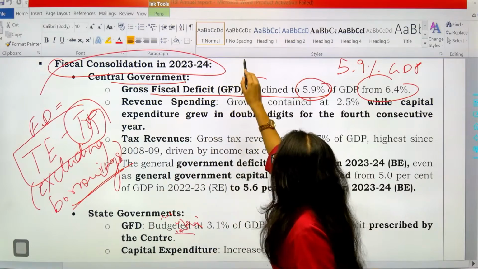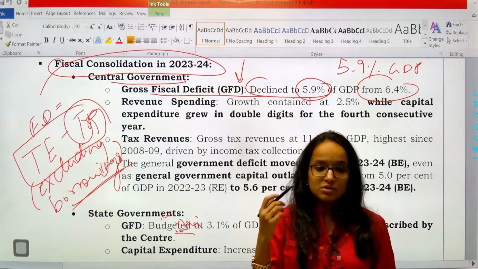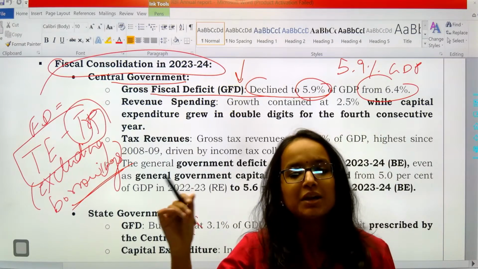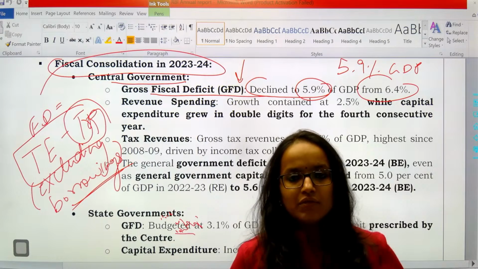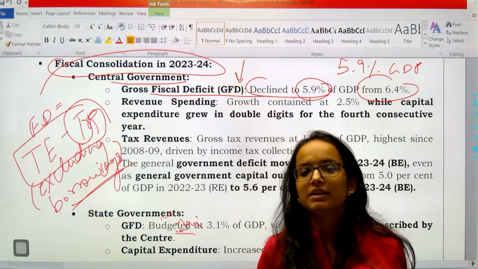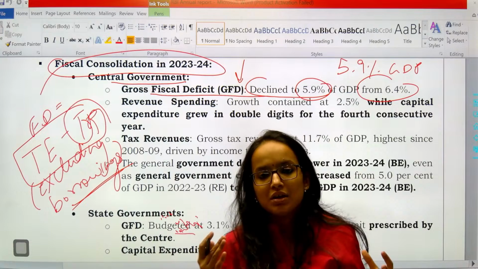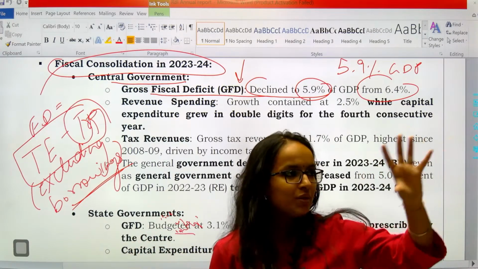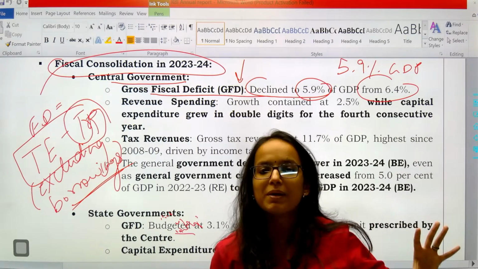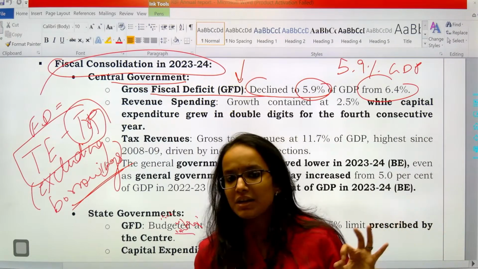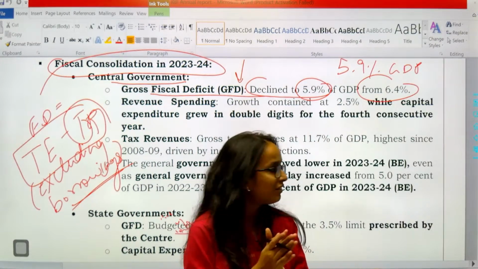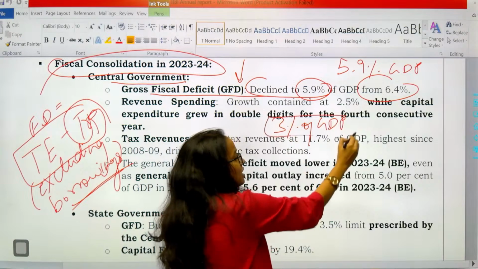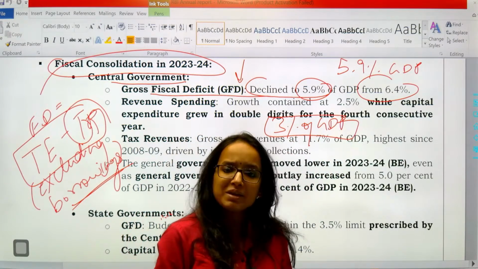So fiscal deficit has reduced, which is a good sign, because as I have told you in the previous editorial classes also, according to the FRBM Act, the Fiscal Responsibility and Budget Management Act of 2003-4, it specifies how much these deficits should be on the part of central government and state government. As per the FRBM Act, presently the target is 3% of your GDP, that your fiscal deficit should be at 3% of your GDP. That would be ideal.